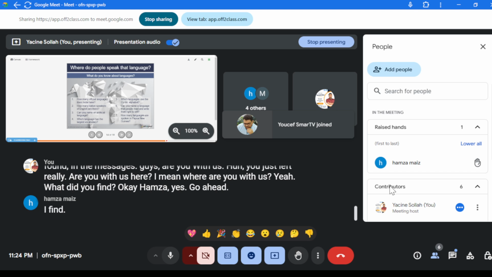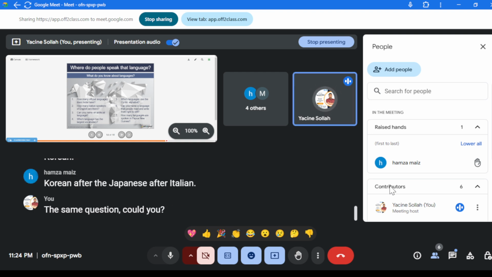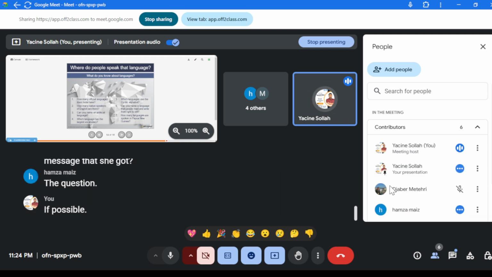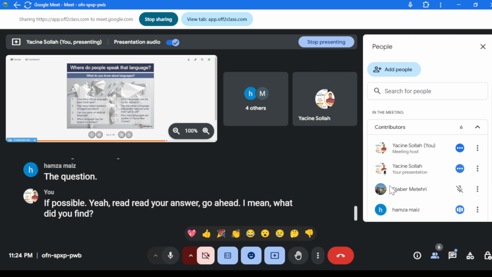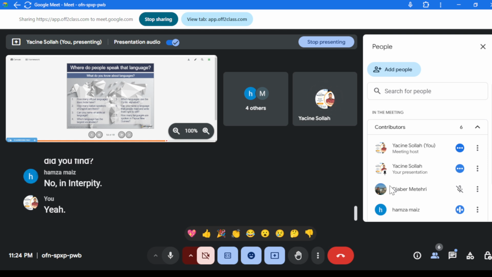I find Korean, after Japanese, after Italian. The same question. Could you send the message, please? The message that you got. If possible, read your answer. Go ahead. What did you find? In ChatGPT? Yeah, in ChatGPT, in Google.